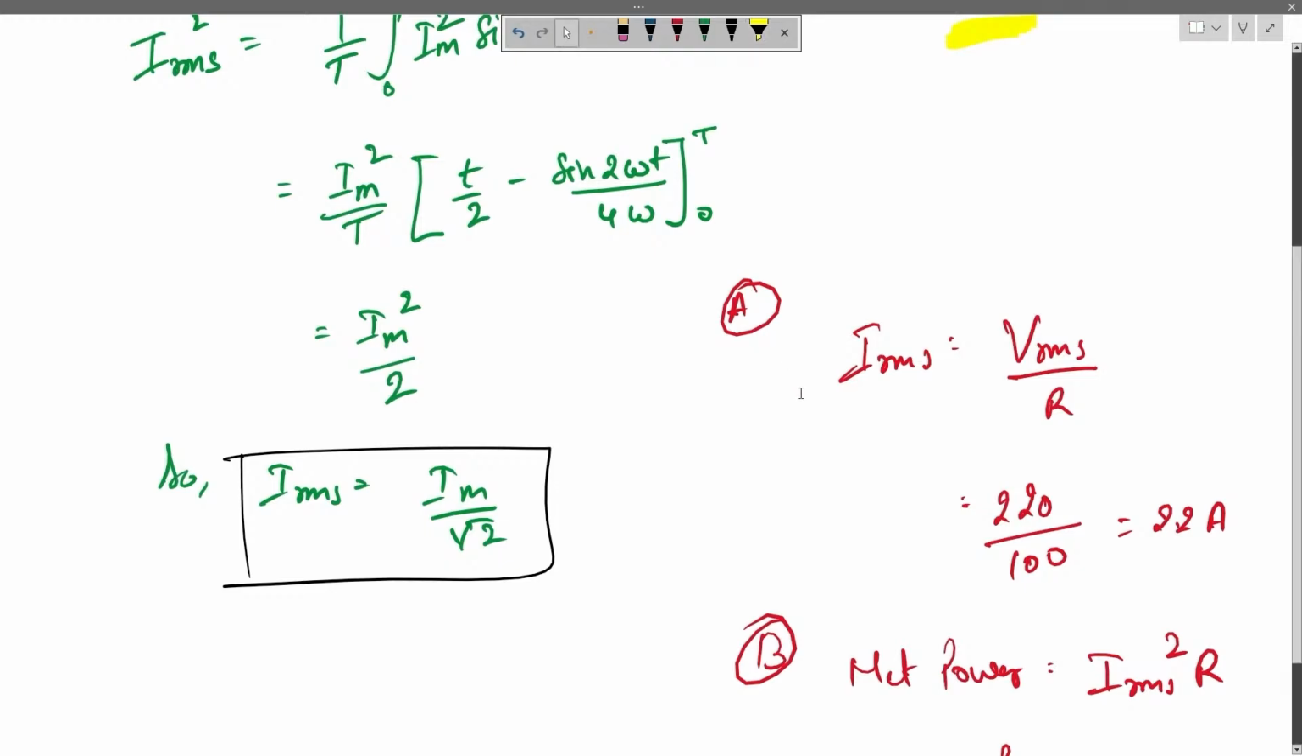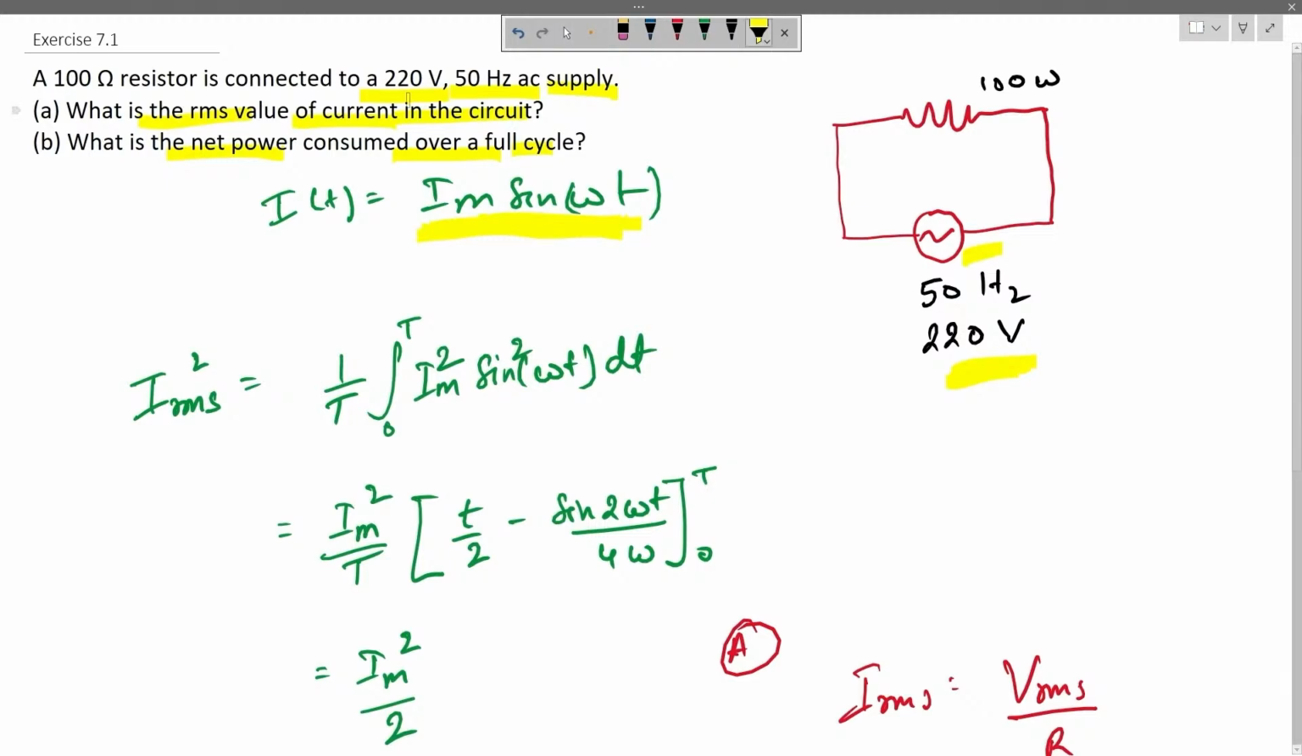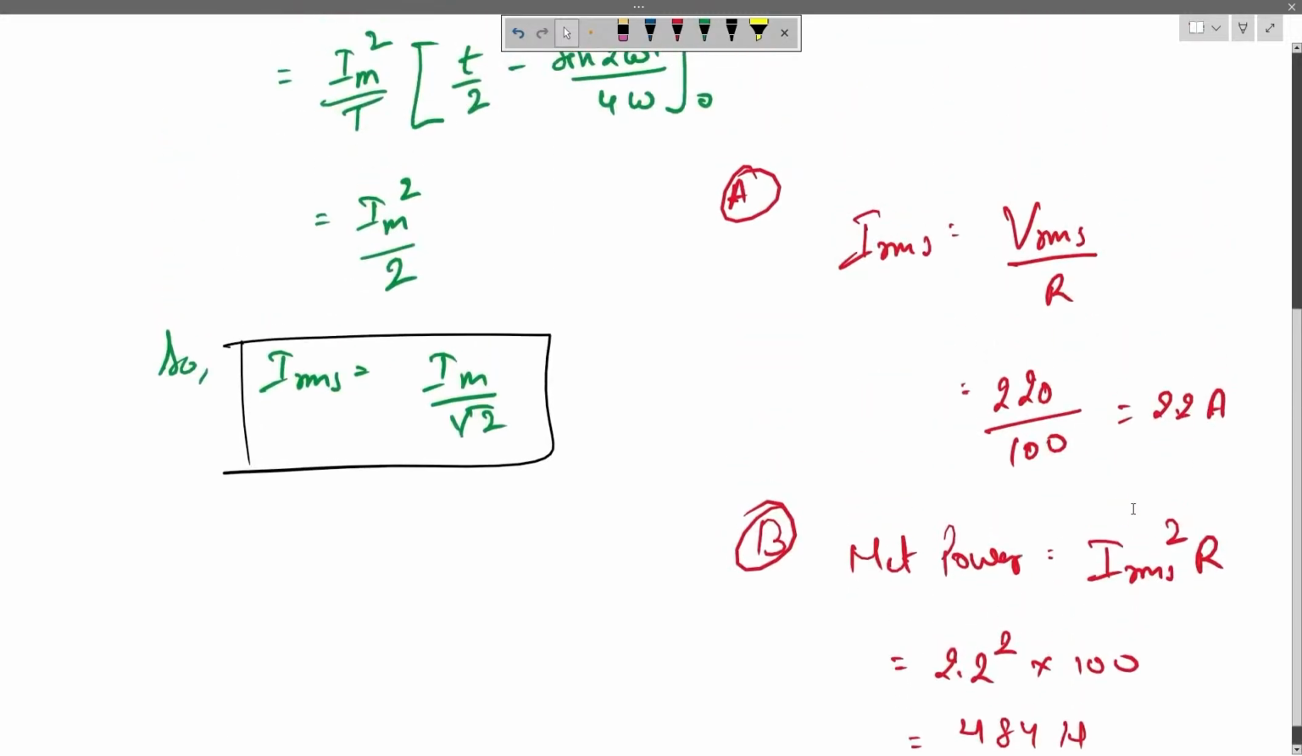Now in this question we have been given the V RMS, that is 220 volt, and the resistance, that is 100 ohm, and the frequency. So we have to find out I RMS. Now I RMS can be given as V RMS by R. So V RMS is 220 volt and 100 ohm is the resistance, so it is equal to 2.2 ampere. Now net power can be given by the formula I RMS squared times R, where we know that I RMS is equal to 2.2 ampere. So upon substitution we will get a value of 484 watts.